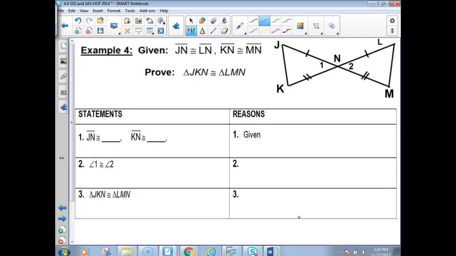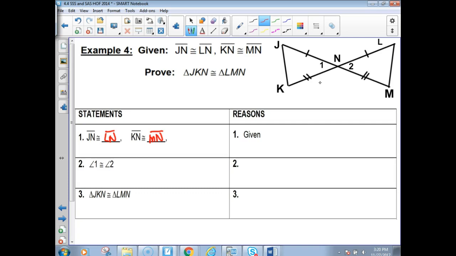All right, let's try another one. We have to fill in these givens. So JN is congruent to LN. KN is congruent to MN. And that was given. It's already been marked, I guess. Yeah, I checked it out. It's already marked on the diagram.